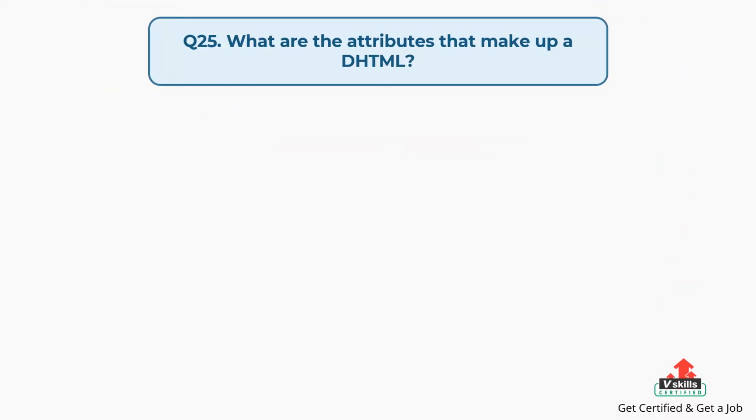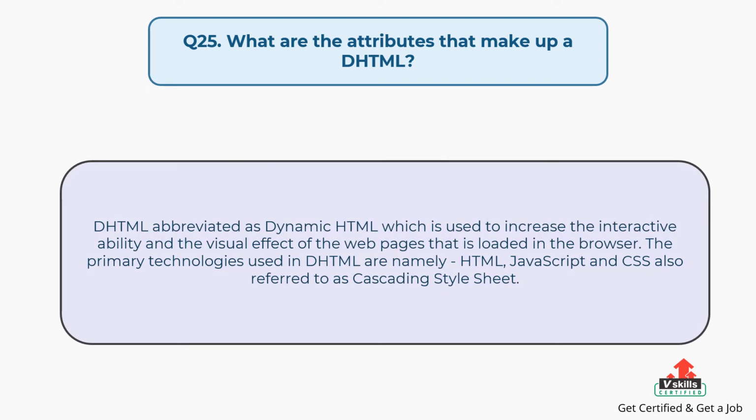Question number 25, what are the attributes that make up a DHTML? The answer is: DHTML, abbreviated as Dynamic HTML, is used to increase the interactive ability and the visual effect of the web pages that are loaded in the browser. The primary technologies used in DHTML are namely HTML, JavaScript and CSS, also referred to as cascading style sheets.